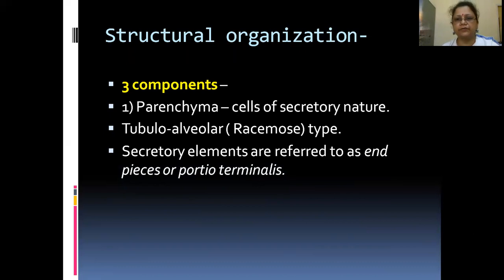Secretory elements are referred to as end pieces or portio terminalis. Portio means part, terminal part, or in English, end pieces. That means a duct will finish. Suppose this is the duct, this is the tubular part, and this is the rounded or pear shaped part. This is the acinus. This part is the acinus, and this is the duct. And these ducts will have branching. So that's why it is a compound tubulo-alveolar gland.